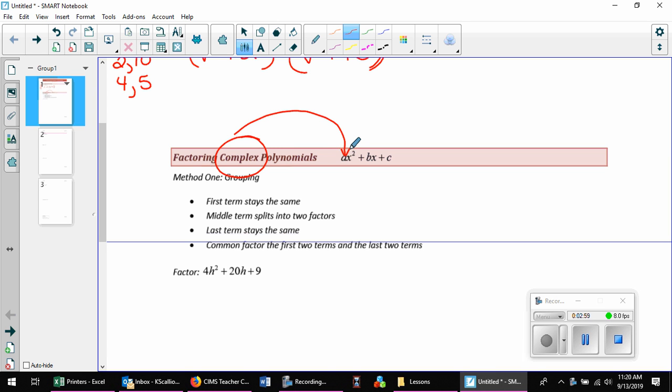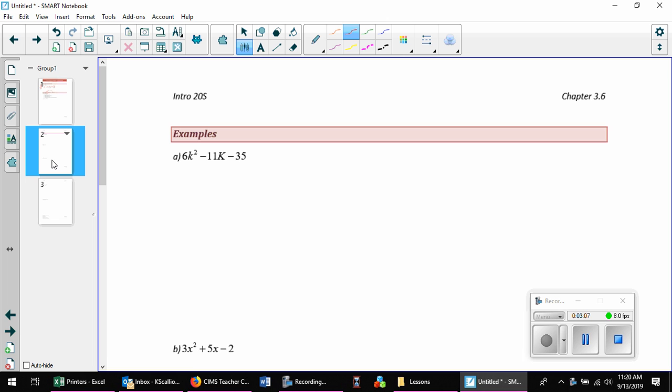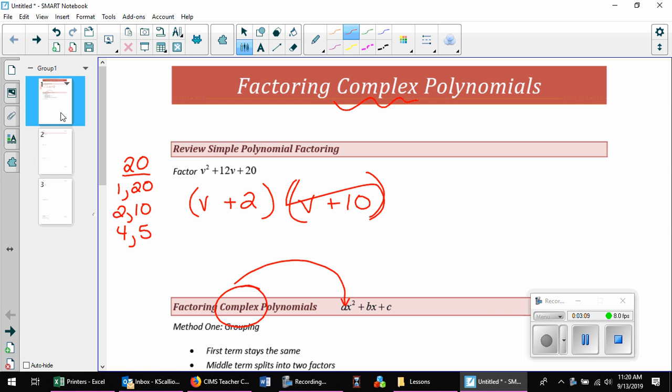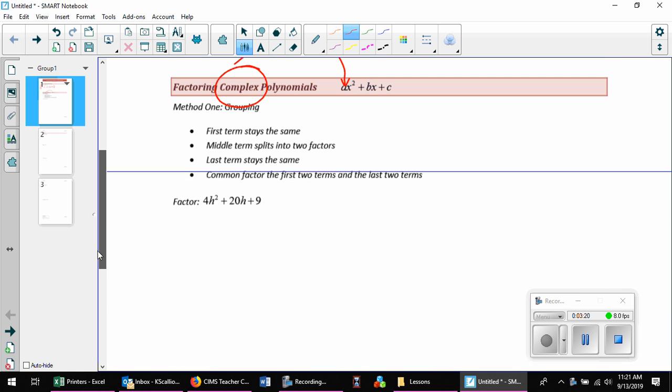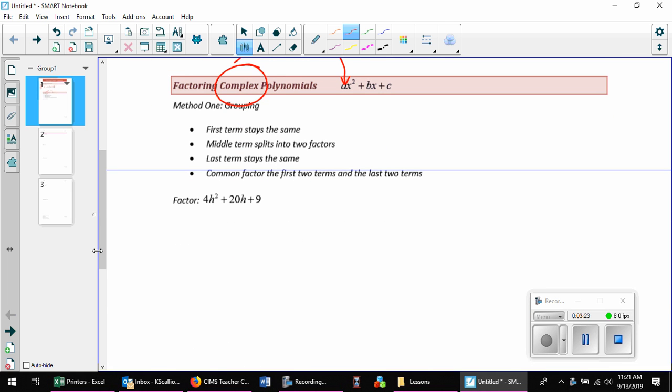All right, so I think I'm only going to teach you the grouping method, because if I give you multiple options right now, there's going to be tears and then you'll mix them up. So, complex factoring. The first term stays the same. You're going to split the middle term into 2 factors, and then the last term stays the same. You're going to common factor the last 2, take some stuff out, make some stuff equal, and then it's all going to be good. Got it?